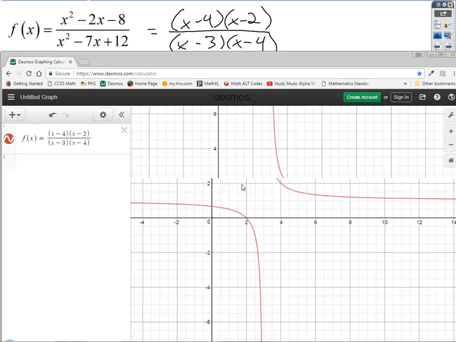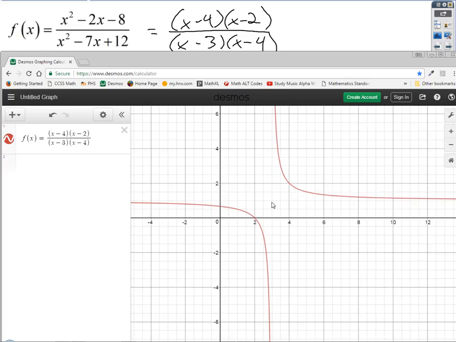We have a vertical asymptote at, as expected, at 3, right? If I graph the line x equals 3, there's our vertical asymptote. It fits. How about the hole? Well, if I evaluate the function at 4, what am I going to get? Undefined, right? So there must be a hole in the function.